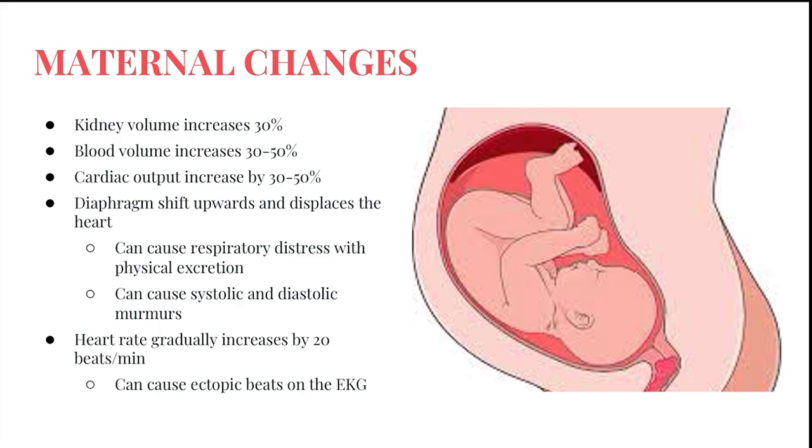The diaphragm shifts upwards and displaces the heart. This can cause respiratory distress with physical exertion. It can cause systolic and diastolic murmurs. Heart rate gradually increases by 20 beats per minute or more. This can cause ectopic beats on the EKG.